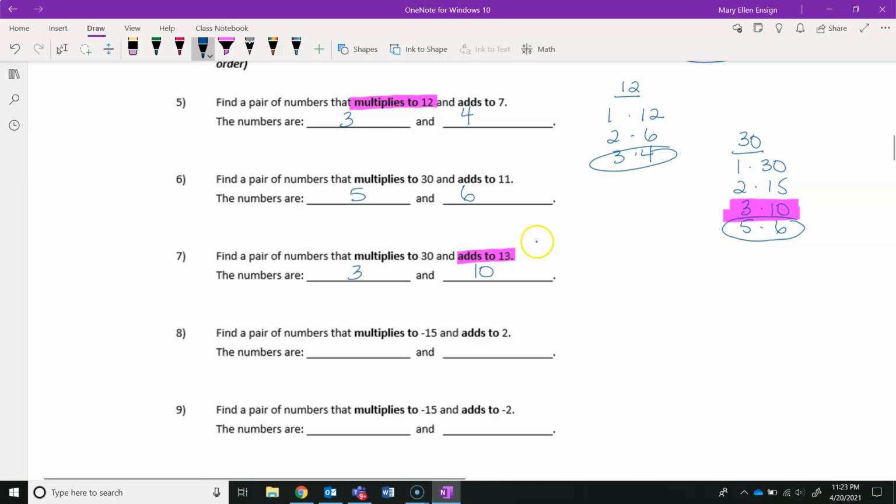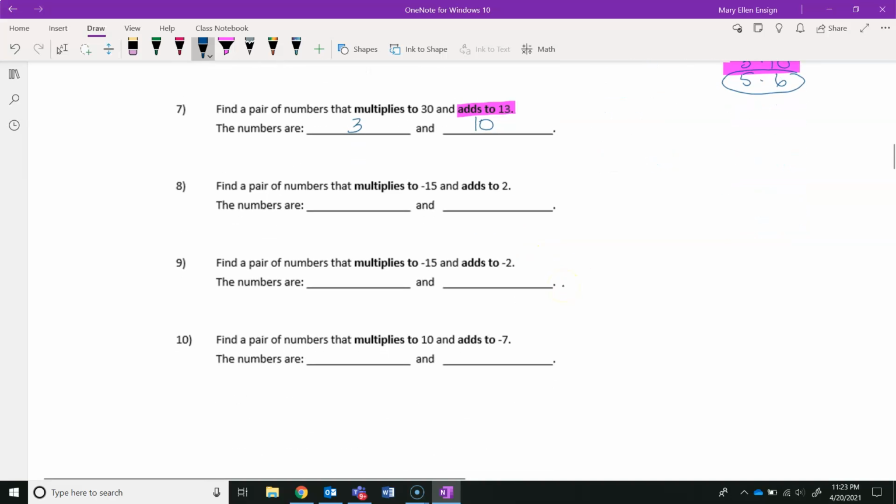Okay, now number 8 and 9 and 10 start introducing something a little extra. If you look at these, you see that we have negatives now. So I want to find a pair of numbers that multiplies to negative 15 and adds up to 2. So I'm still going to start with the multiplying part.